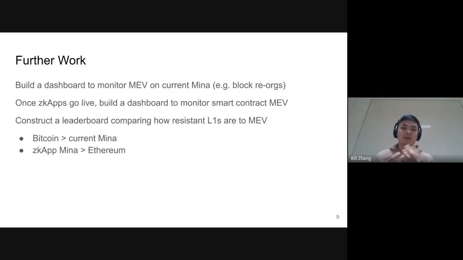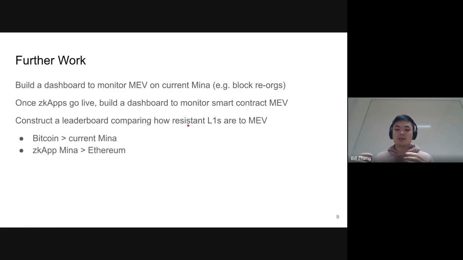But once ZK apps do go live on mainnet, and once there is more activity and more primitives built on there, then a dashboard like that would be very important for monitoring just what sorts of MEV are present. And in the long run, it would be very valuable to have sort of a leaderboard that compares how resistant certain L1s are to MEV.